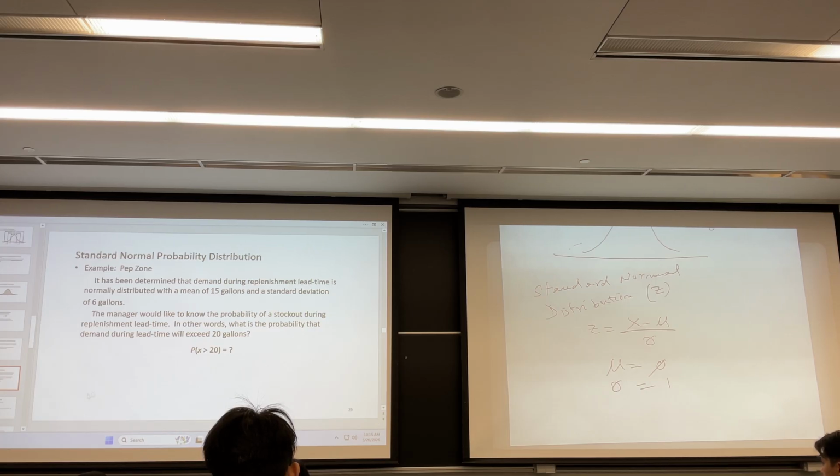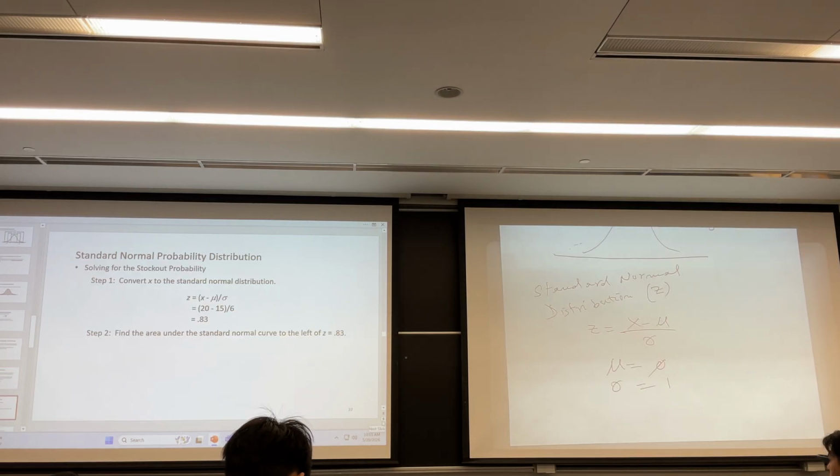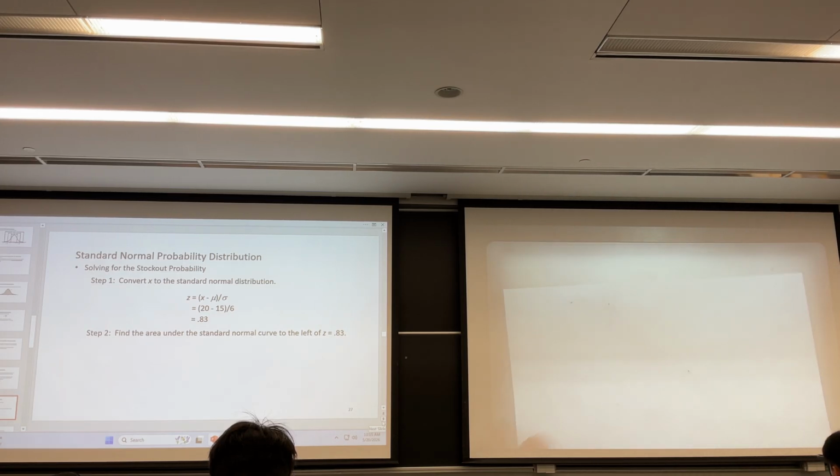The manager would like to know the probability of stockout during replenishment lead time. Now, they are placing an order when they have 20 gallons. In other words, what is the probability that demand during lead time will exceed 20 gallons? So they will have a stockout if the demand is more than 20 gallons. So this is your X distribution. Mean is equal to 15. You would like to find out the probability over here, the probability that the demand during lead time is going to be more than 20 gallons.